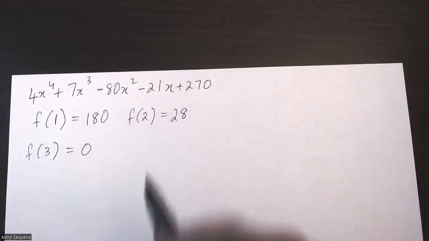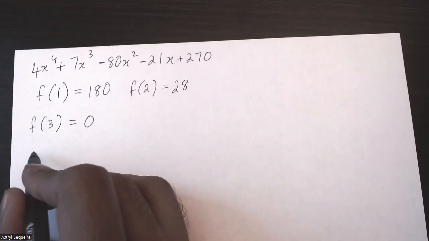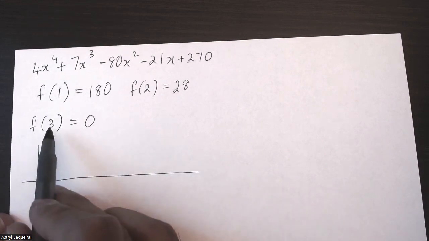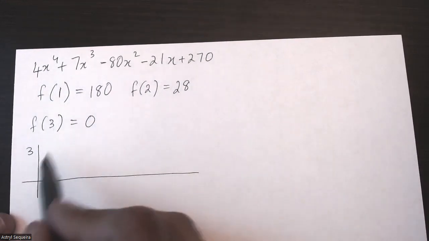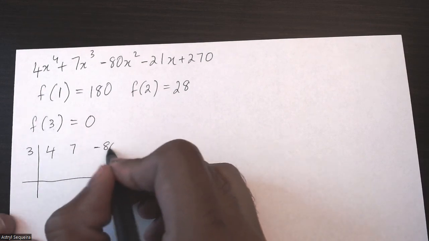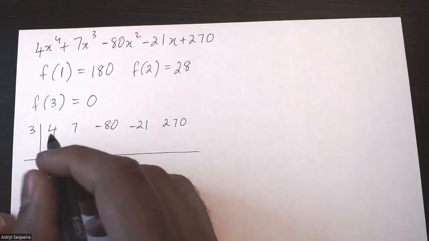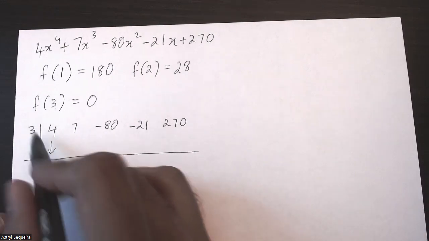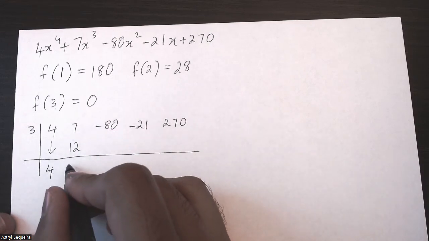So I'll go to positive 3 next. So I do get f of 3 equals 0, which means x minus 3 is a factor of this equation. So now I can go to synthetic division, simplify the equation a bit. So I'm going to put this number out over here, and I'm going to put all the coefficients of my equation on the top over here. So 4, 7, negative 80, negative 21, 270. I'm going to start by just bringing the first number down. Then I'm going to multiply these two numbers to get the next one here. So 4 times 3 is 12. I'm going to add these two numbers, 19.